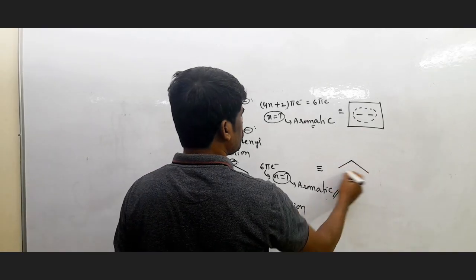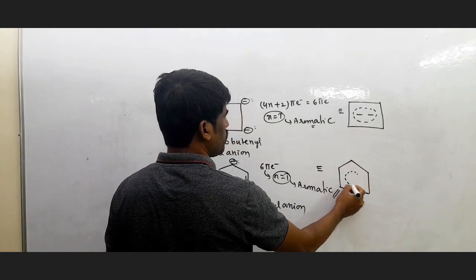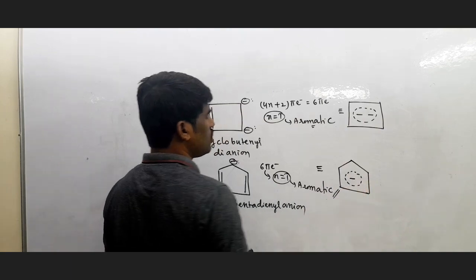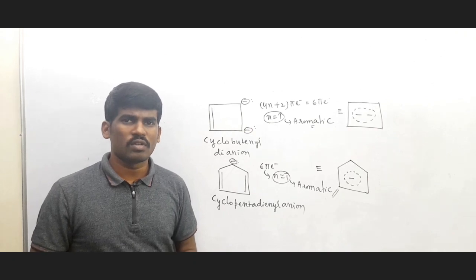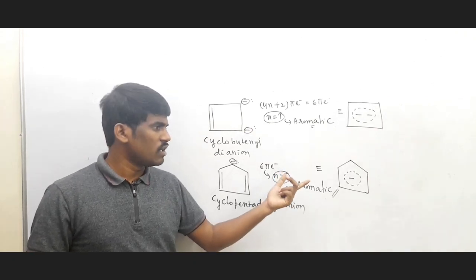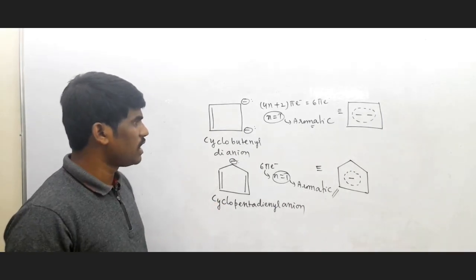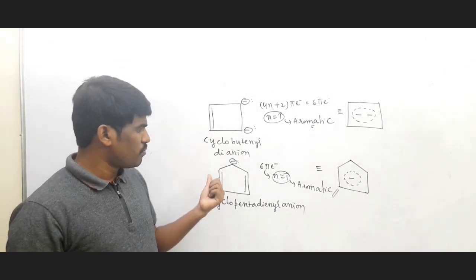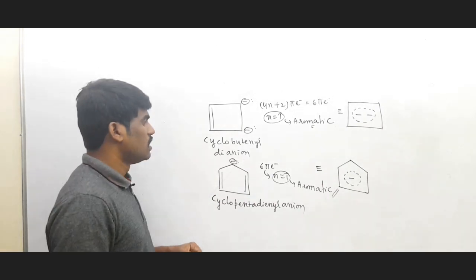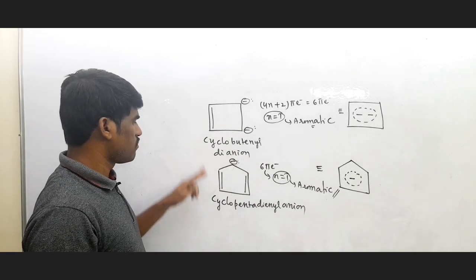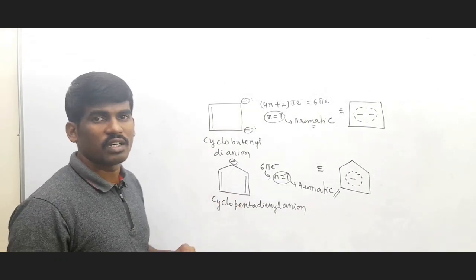So in cyclopentadienyl anion, negative charge is delocalizing throughout the ring. So if negative charge is getting delocalized, that is the resonance hybrid we are going to get for cyclopentadienyl anion. It is an important compound to be considered for aromaticity. Okay. So cyclobutenyl dianion, cyclopentadienyl anion, another two examples for aromaticity.